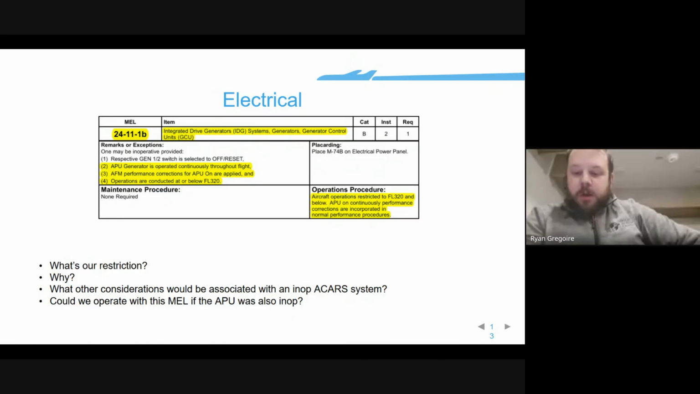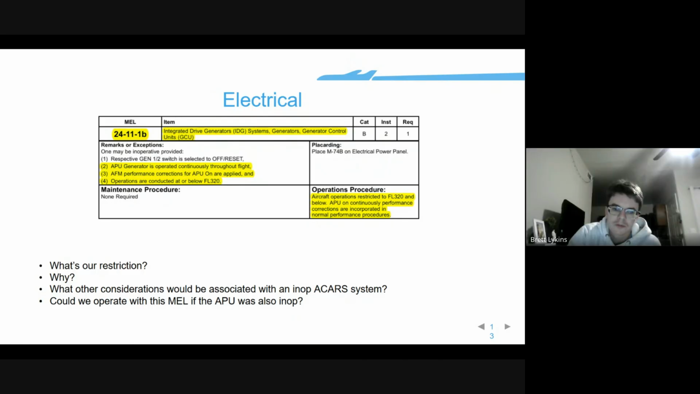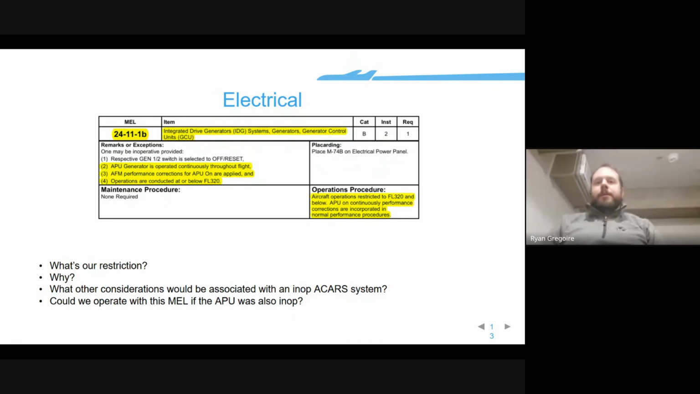Okay. Why do we care that the APU generator is operating continuously throughout the flight? What would we need to worry about that as a dispatcher? Brett. Increased fuel consumption. Yeah, increased fuel burn. The APU is another engine. It runs on jet fuel, so if we have to run it for the whole flight, we need to consider how much fuel it's burning for the whole flight. So if we have to run the APU constantly in flight, we do need to plan for the fuel burn for the APU for the entire flight.